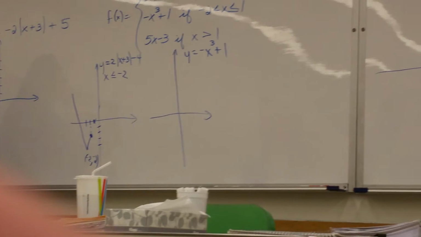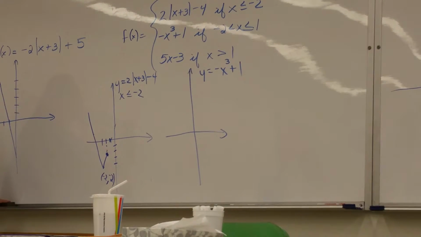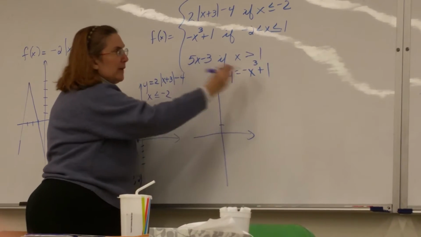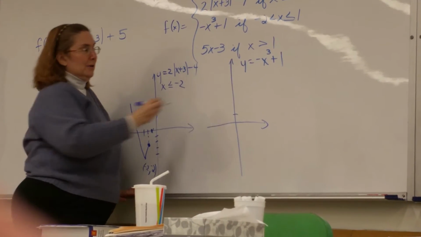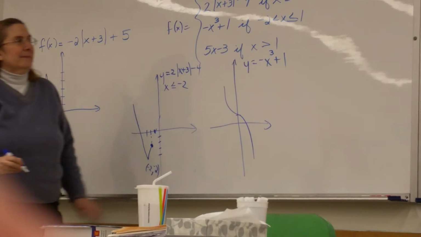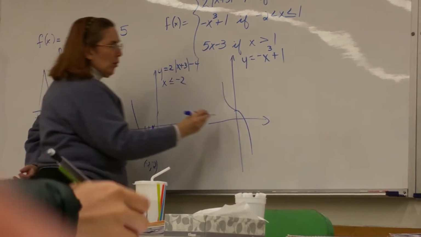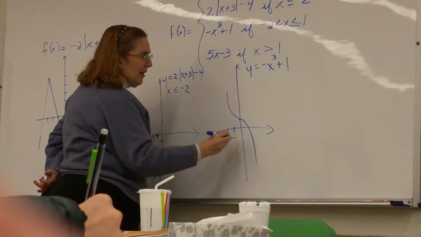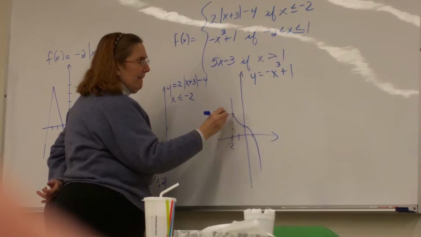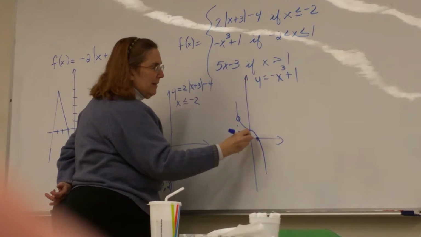All right, what does the plus 1 on the outside of the cube function do? 0, 1. Up 1. And what does the negative do? Flip it. Turns it upside down. But I don't want the whole piece. I want the piece between negative 2 and 1.